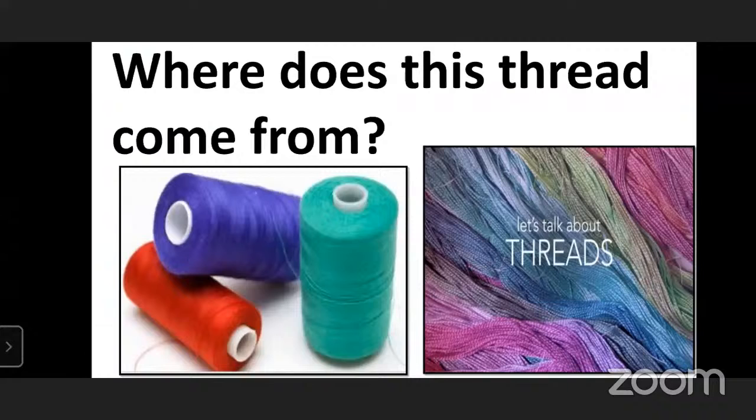Now, we have to think, where does this thread come from? From where do we get this thread? Cloth is made from thread, but from where do we get this thread? Let's do an activity. What do you have to do, children? You have to take a wad of cotton wool. This is a piece of cotton.